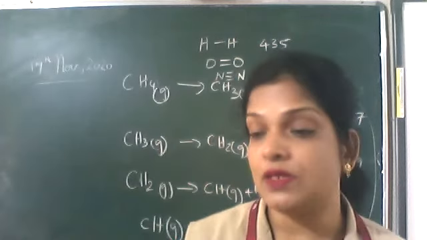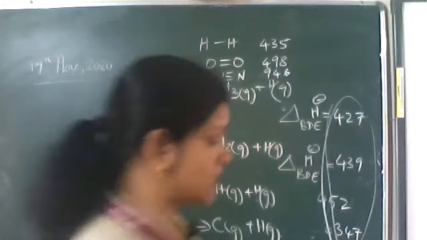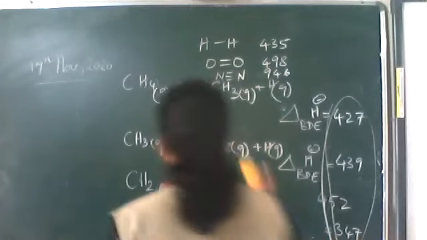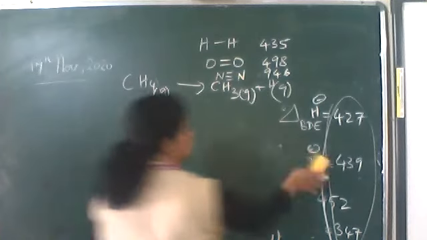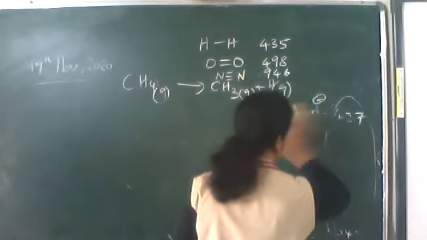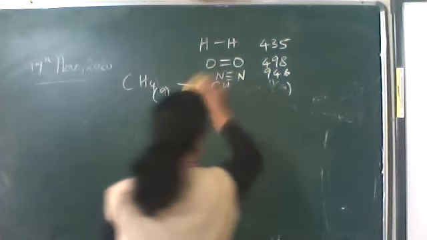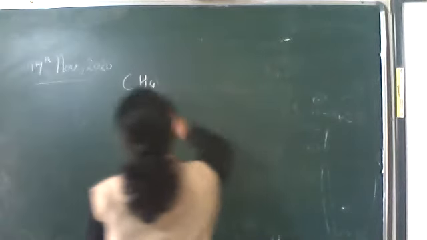Next, enthalpy of reaction. Enthalpy of a reaction. During a reaction, some bonds are broken and some bonds are formed. Bonds between the reactants are broken and bonds between the products are formed.